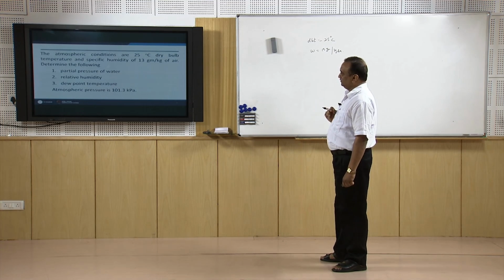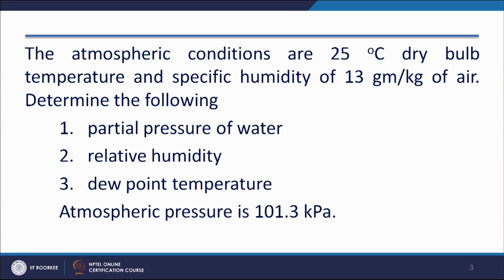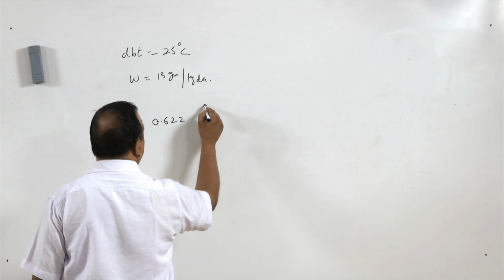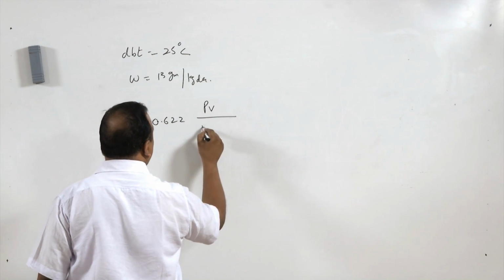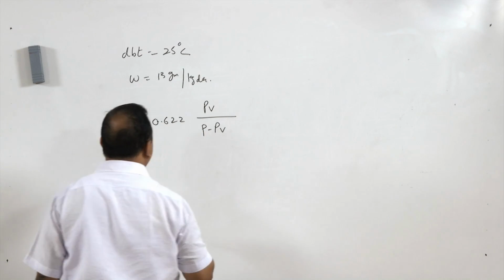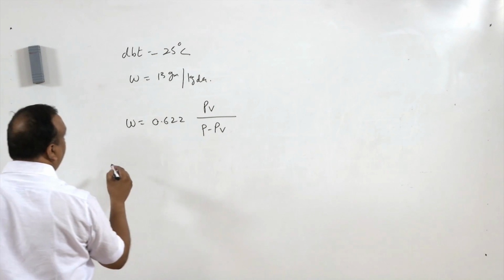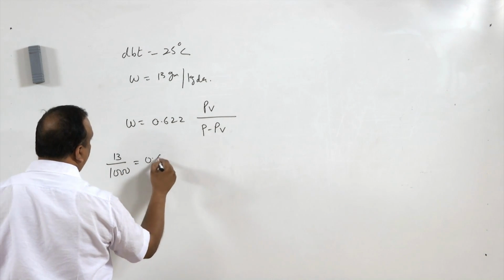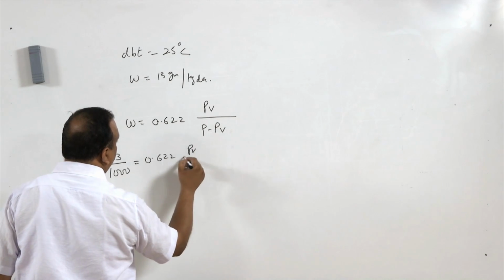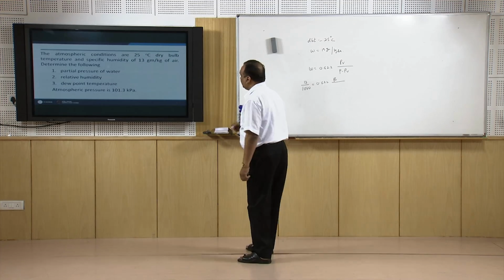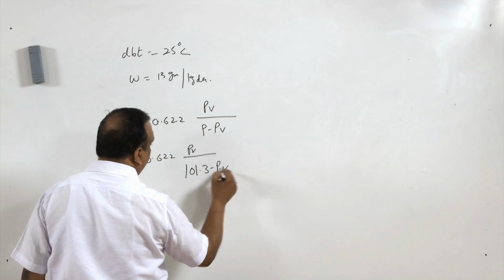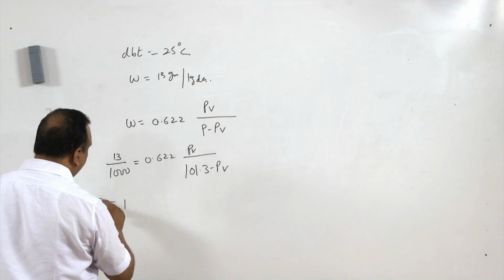Now, from here we can take specific humidity as 0.622 times partial pressure of water vapor divided by total pressure minus partial pressure of water vapor. Now, W is 13 grams per kg dry air. So, 13 divided by 1000 is equal to 0.622 PV divided by (101.3 minus PV), since atmospheric pressure is 101.3. This will give us the value of PV.